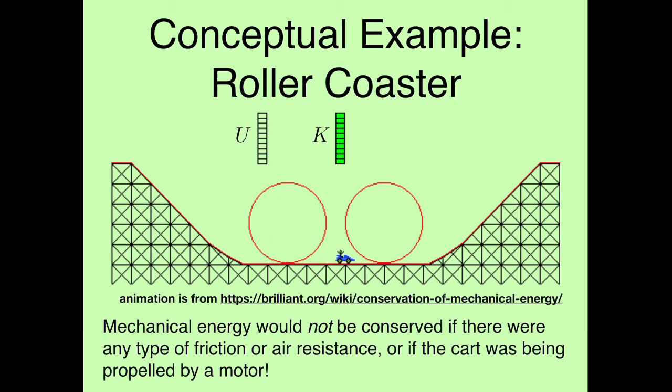Okay, so notice what's happening. As the cart descends, the potential energy decreases and the kinetic energy increases. But then as the cart goes back up, the potential energy increases and the kinetic energy decreases. But the sum total of those two, K and U, is going to stay the same. Again, that would not be true if we had friction or air resistance or if the cart was being propelled in some way. But in this situation, we have mechanical energy being conserved, and we can use that to make predictions about how the cart is actually going to move.